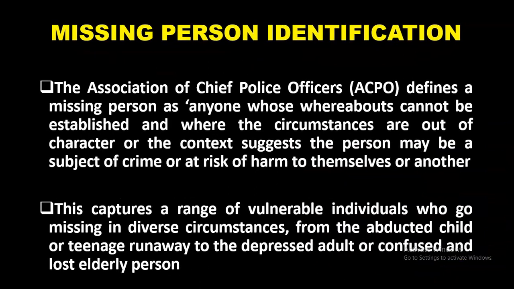So overview, missing person identification. The Association of Chief Police Officers defines a missing person as anyone whose whereabouts cannot be established and where the circumstances are out of character or the context suggests the person may be a subject of crime or at risk of harm to themselves or another. This captures a range of vulnerable individuals who go missing in diverse circumstances, from the abducted child or teenage runaway to the depressed adult or confused and lost elderly person.